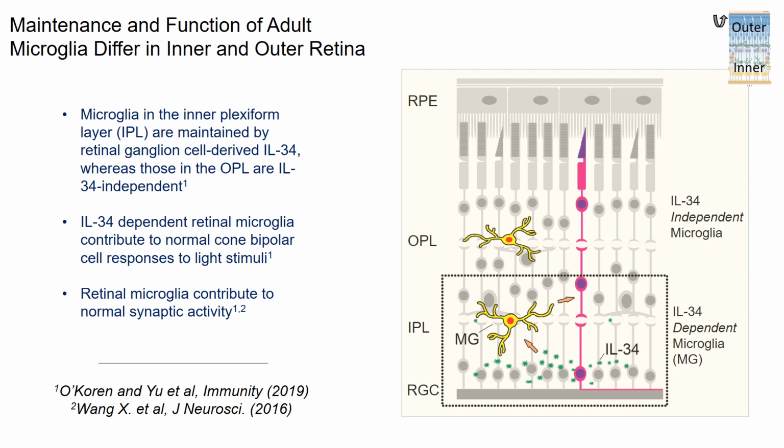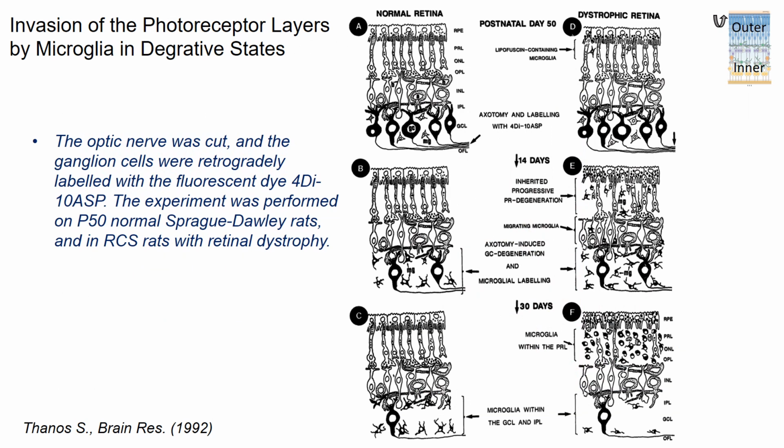Now, what's even more fascinating, perhaps, is that microglia in both of these niches contribute to synaptic activity, as shown by us and also by Wang et al. in 2016 using depletion of microglia. One reason why this may be important is that these microglia may be the macrophages that are invading the outer retina, in which case they would be evacuating the synaptic layers and thereby potentially leading to synaptic deficits.